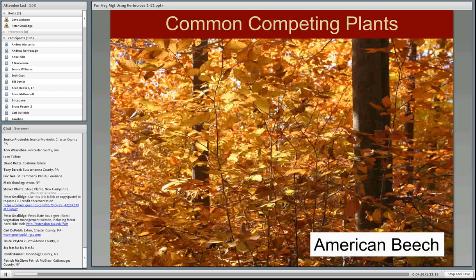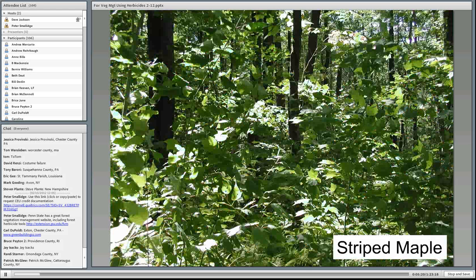I'm going to go through some common competing plants, and these may or may not be common to your area, but I'd say most of us are dealing with similar species. The first one that I have here is American beech, and as a result of beech bark disease and harvesting, we have a proliferation in many cases of American beech root suckers and sprouts in our understories. So that's one you may recognize. Another one is striped maple, another species that may be very abundant in our understories and a severe competing plant.